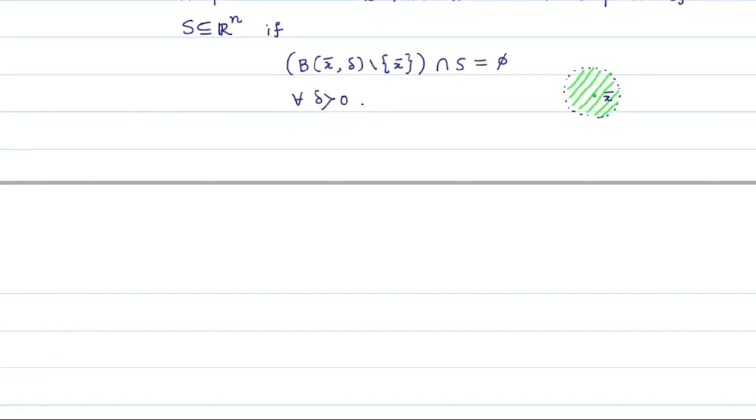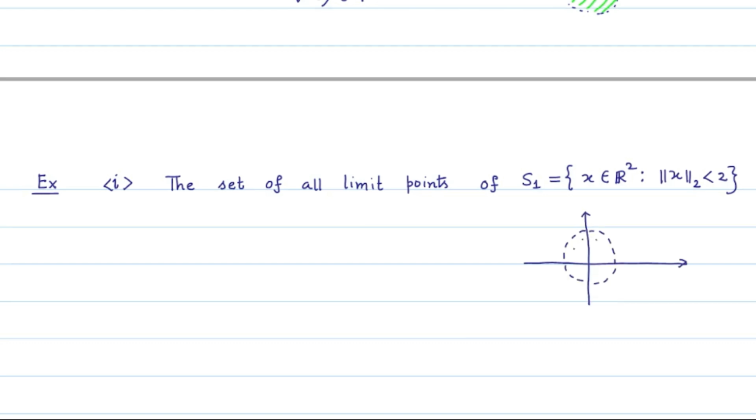For example, let us try to identify the set of all limit points of the set S1, which is a circular region excluding the periphery of the circle, which is geometrically the circular region with radius 2. For this region, we notice that any point lying outside the periphery of the circle is not a limit point, because you have at least one ball centering at this point which has empty intersection with the set S1, and therefore any point outside the periphery of the set is not a limit point of the set S1.